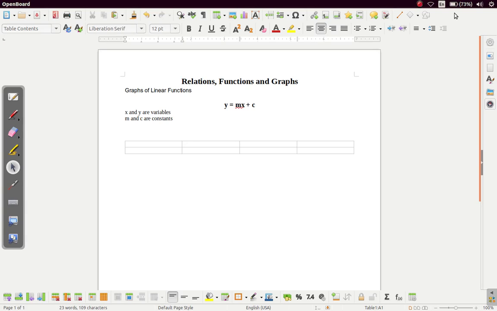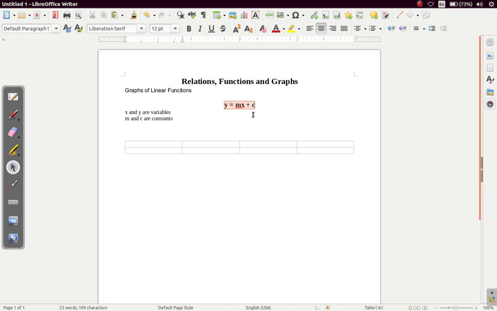Let us continue to study relations, functions, and graphs. And in this video, we want to look at graphs of linear functions. Now, the general form of a linear function is y equal to mx plus c. And this function will produce a straight line graph.